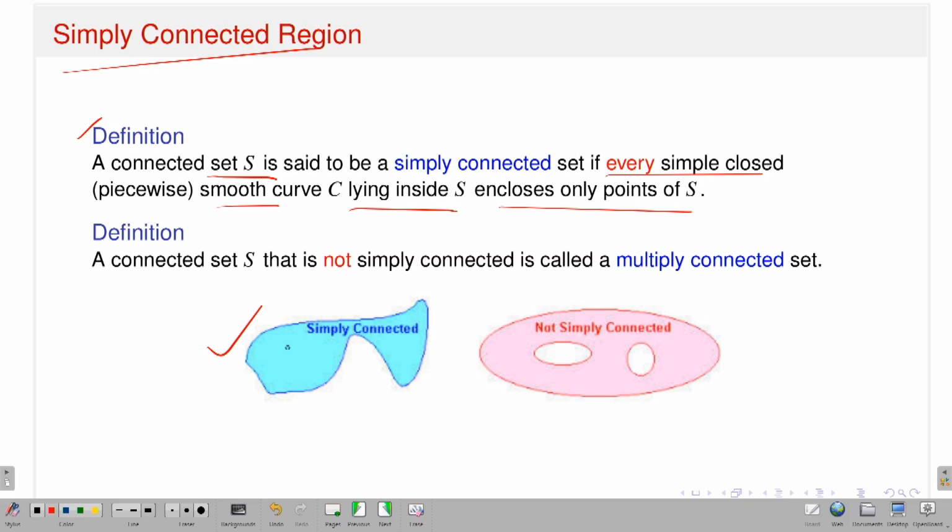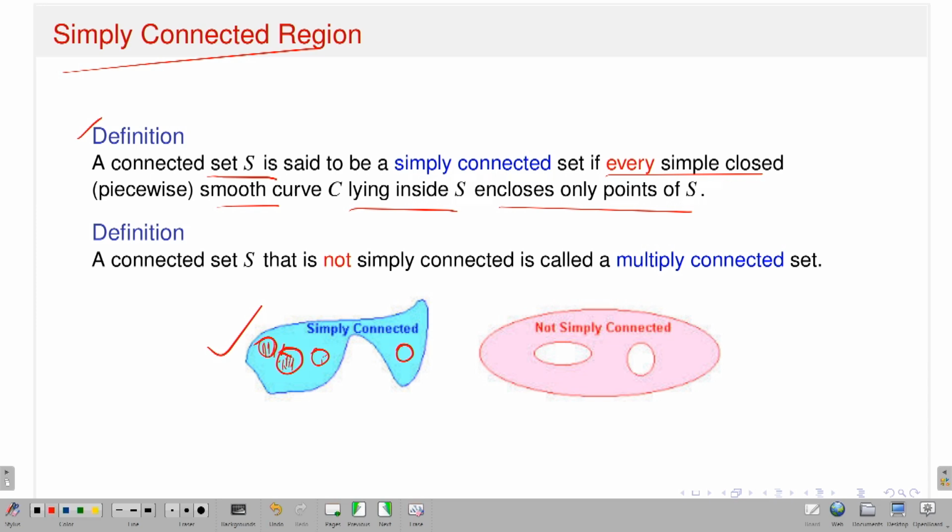So now look, if I take this kind of curve, a simple closed smooth curve, now look at the portion which the curve encloses. This is the portion, and this is actually in the set, the light blue. Therefore whatever small simple closed smooth curve you take, it encloses only points in S. In other words, you can say that there should not be any hole.